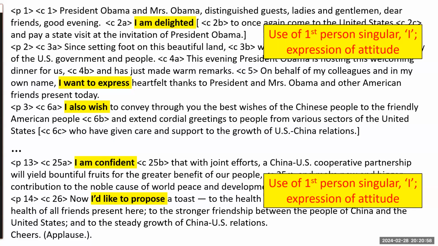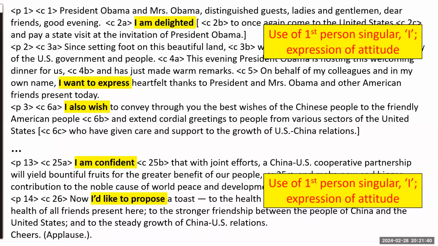All right, now let's take a look. Before we begin to think about the rhetorical structure, let's look at what we see as far as cohesiveness. In paragraphs 1 through 3, I am delighted, I want to express, I also wish so. Again, this use of first person singular I. We see it again, and then when we get to paragraph 13 at the end, I'm confident, I'd like to propose a toast. So that's one thing that stands out.